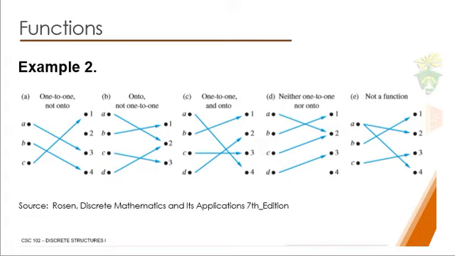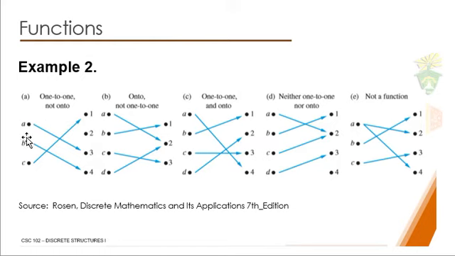So, for example 2, naa tay mga different types of correspondences. Makita nato nga pwede pud siya nga both one-to-one and onto ang function. And we call it bijective. Now, we will define later ang bijective. So, atong isa-isahon.